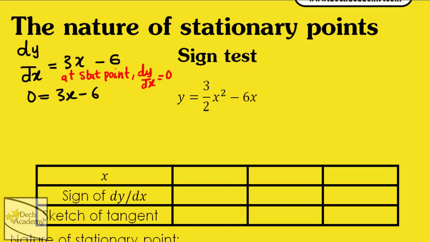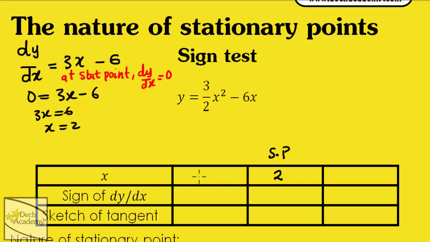So keep that in mind. Solving for x here gives 3x is equal to 6, x is equal to 2. So the x coordinate of the stationary point is 2, and that's all we need. I'm just going to write that down here. This represents the stationary point.